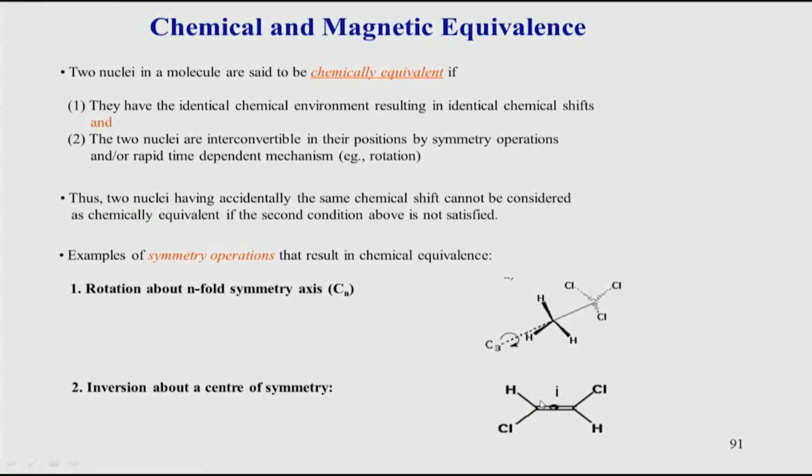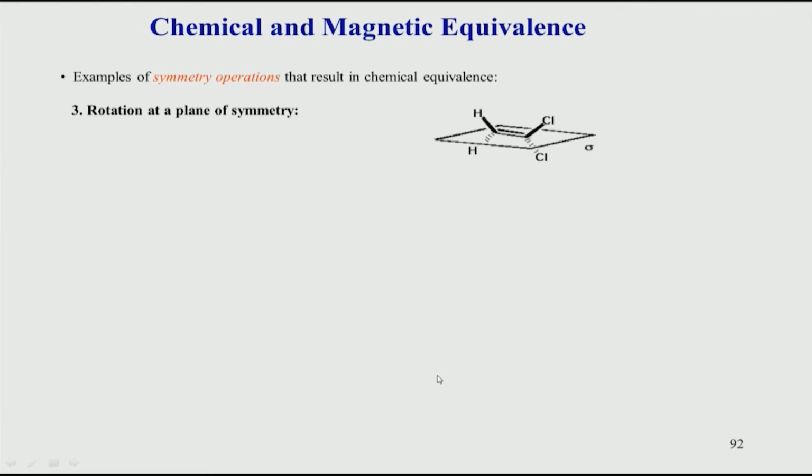So, you see the chemical environment around these two hydrogens is the same, and at the same time they can be interconverted around each other. Therefore, these two hydrogens will have the same chemical shift value and are considered chemically equivalent. So, they will always be chemically equivalent. So, this is a trans hydrogen.